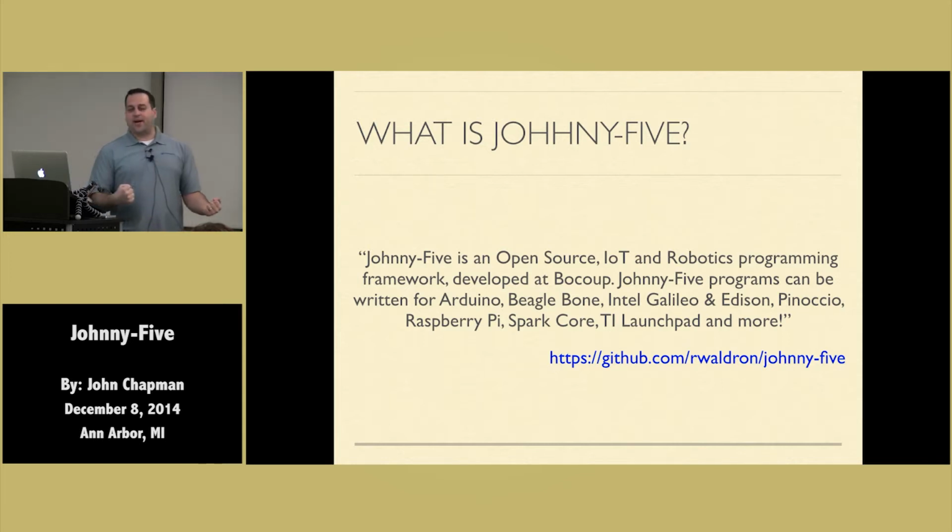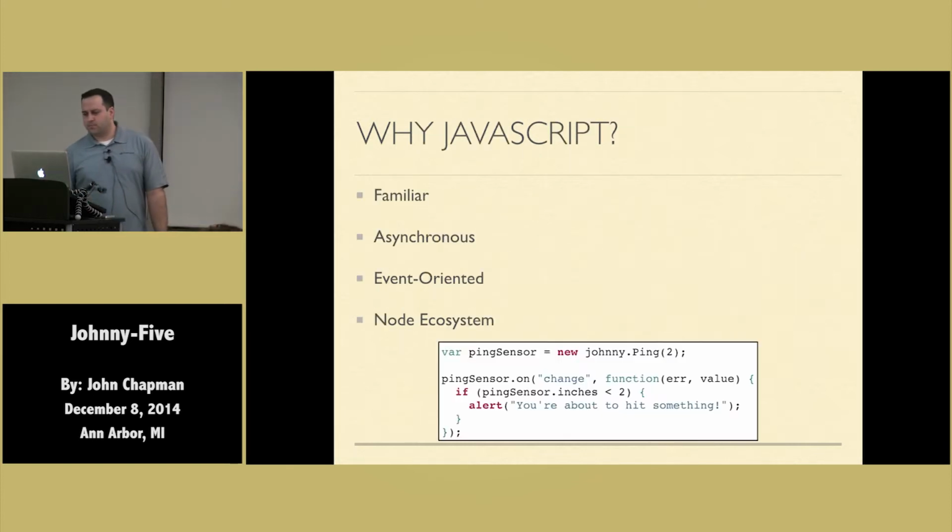All right. So what is Johnny-Five? Johnny-Five is an open source Internet of Things and robotics programming framework developed at Bocoup. Johnny-Five programs can be written for Arduino, BeagleBone, Intel Galileo and Edison, Pinoccio, Raspberry Pi, SparkCore, TI Launchpad, and more. So that I just took right off the Johnny-Five GitHub page. Today we're going to be focused primarily on programming with the Arduino. That was kind of how it started, but since then they've adapted kind of an open I/O model that allows you to adapt to other platforms. Basically, it brings robotics to Node.js and JavaScript, the tool that we already know.